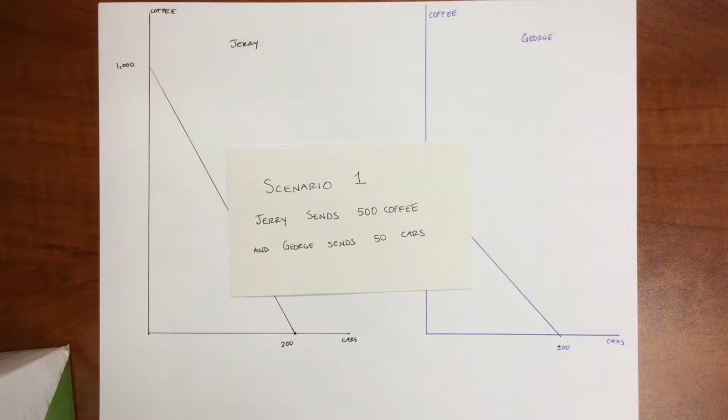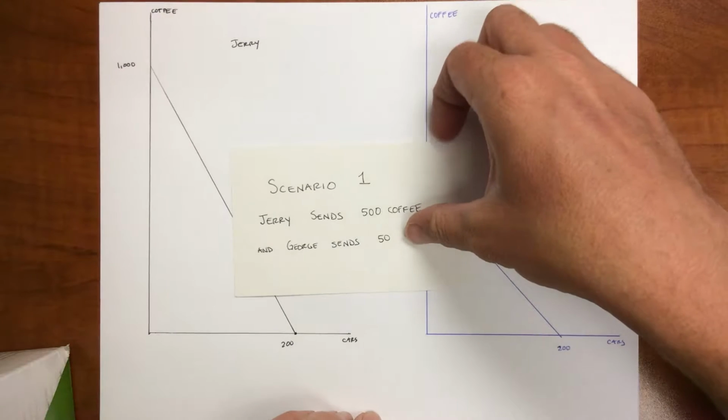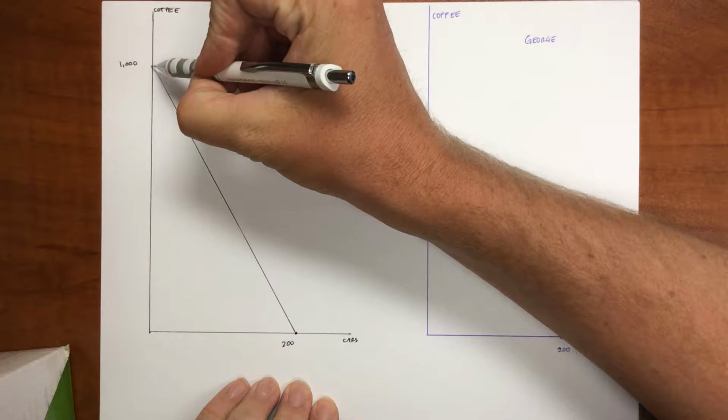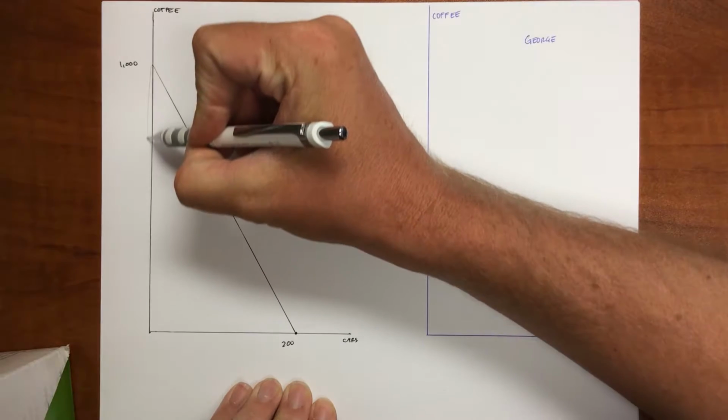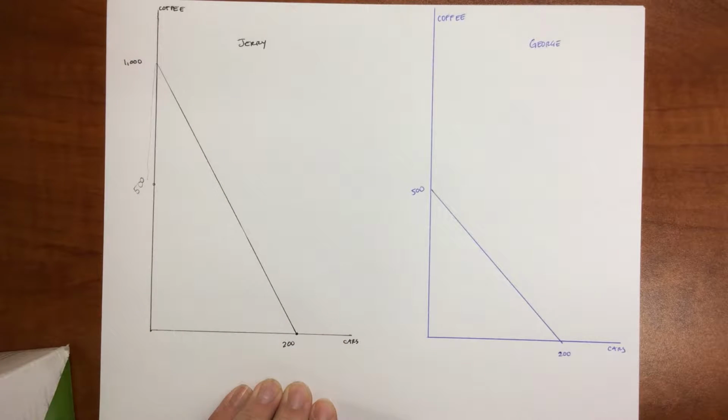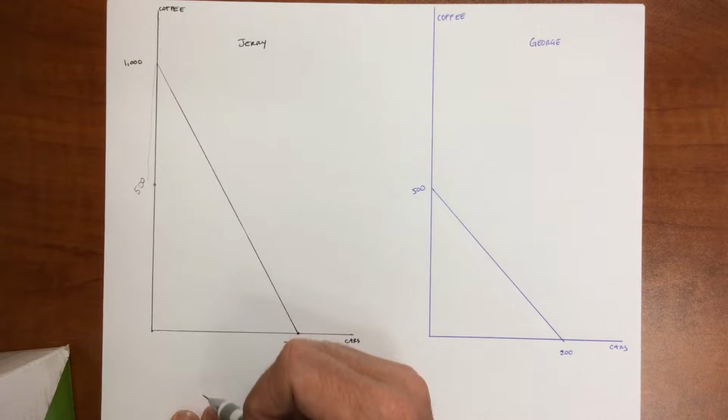Jerry sends 500 cups of coffee to George, and in return, George will send Jerry 50 cars. Will they make this trade? Well, let's look first to see what happens. So here we have Jerry sending George 500 cups of coffee. So Jerry's going to go from 1,000 and drop all the way down to 500. That's how many he's going to export. Well, how many is he going to receive in return? Well, he's going to receive 50 cars.